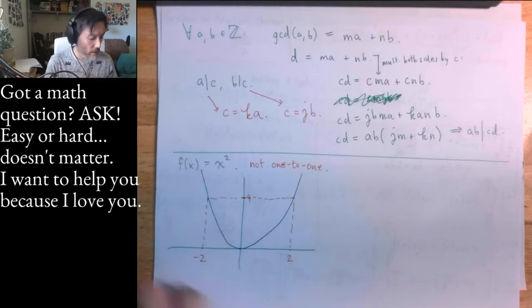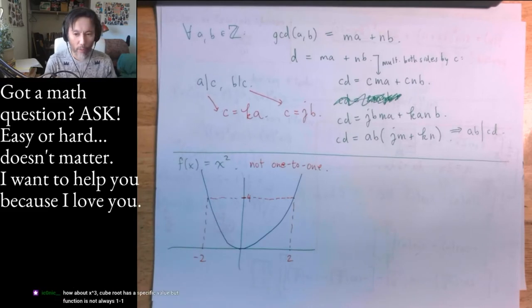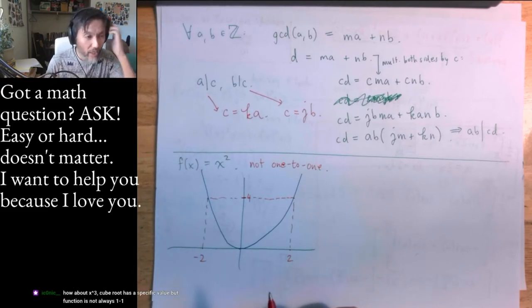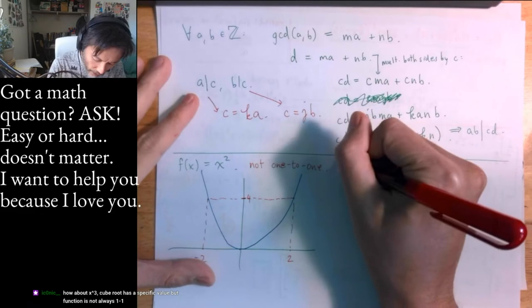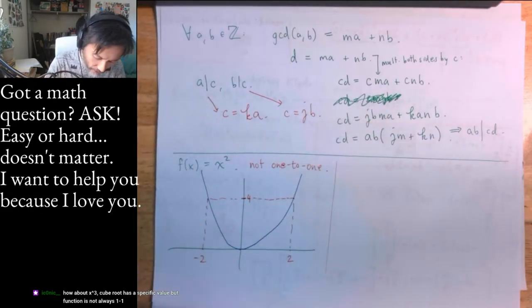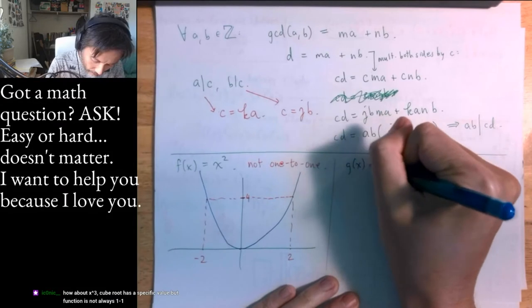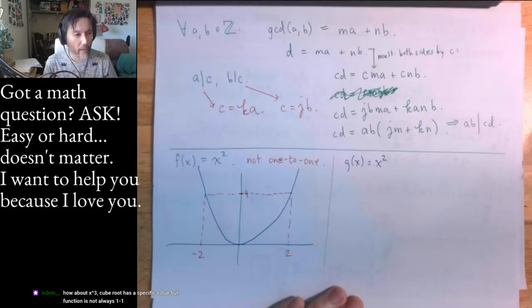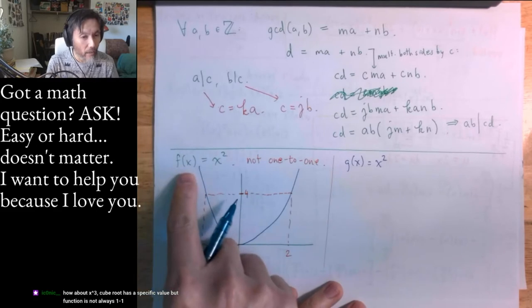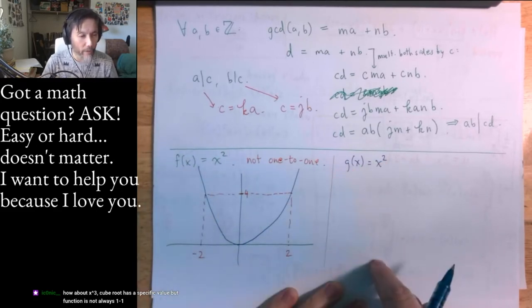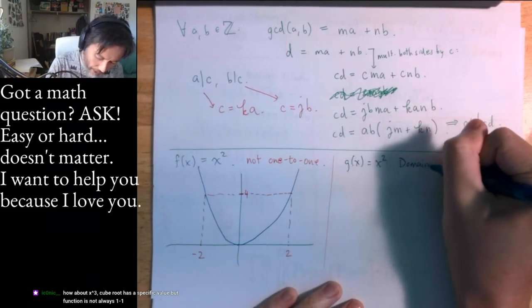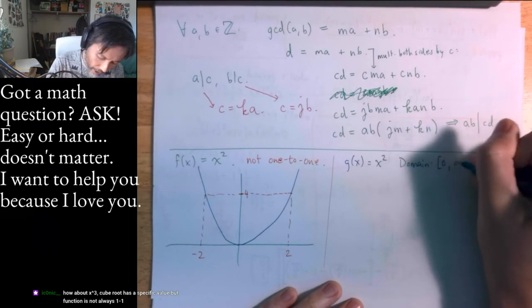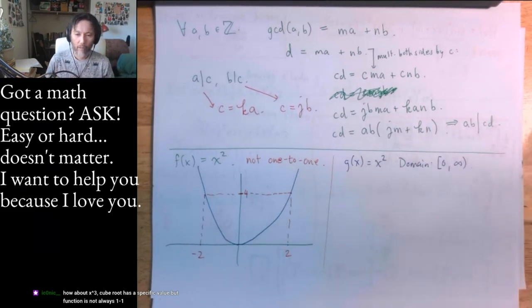So the way that we deal with this pathology, if you want to call it that, is to restrict the domain. So let's take a new function. It's definitely a different function. Let's call it g of x. It's going to be x squared again, but now instead of the domain being all real numbers, we're going to restrict the domain. We're going to declare that the domain of this function is from 0 to positive infinity. Now, what's the graph of this guy look like?